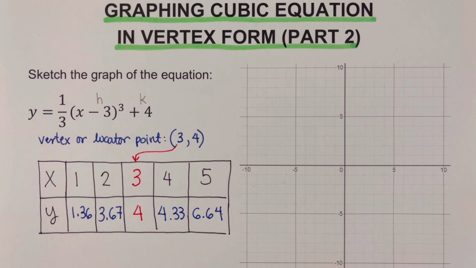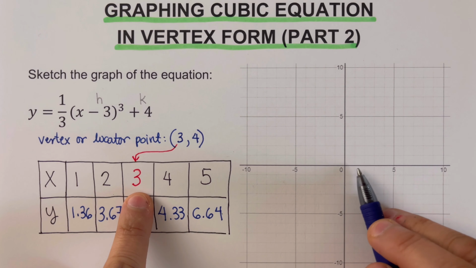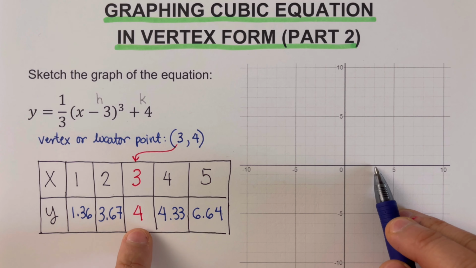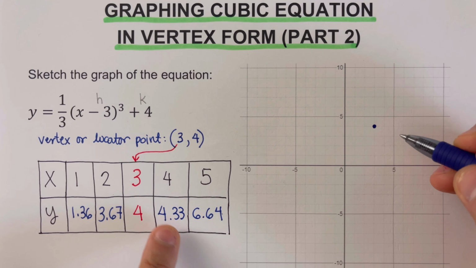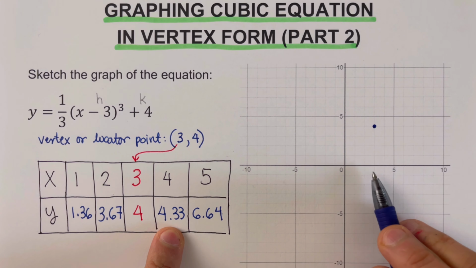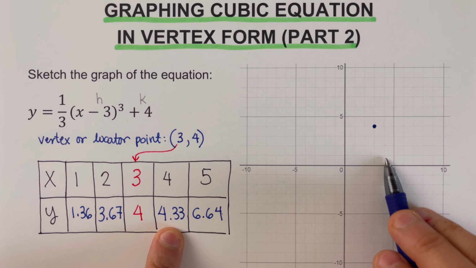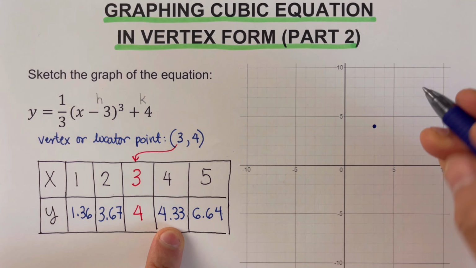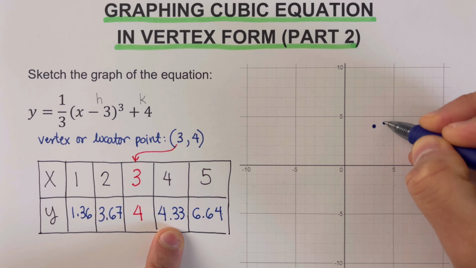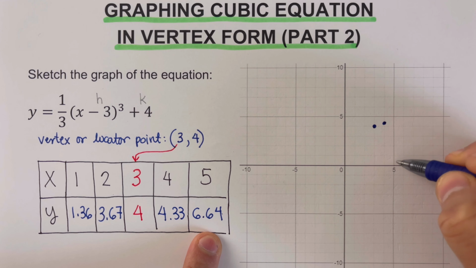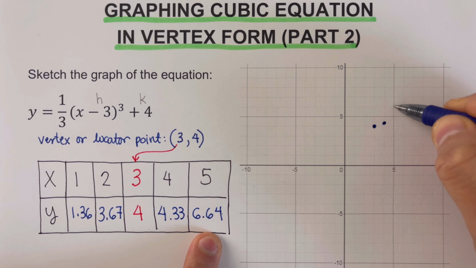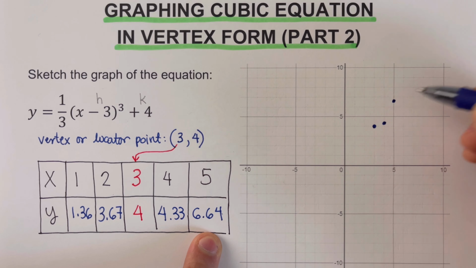So we're going to start by sketching the vertex, although you can start anywhere. It doesn't really matter. So let's start with the vertex. It's going to be on 3 and 4. So it's going to go all the way up here. And then the next dot would be on 4 and 4.33. So that's 4. 1, 2, 3, 4. 4.33 should be down here. And then we have 5 is 6.64. So that's 5 and then 6. 6.64 should be approximately somewhere there.